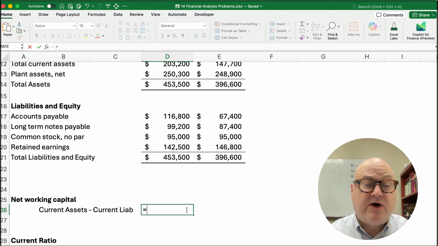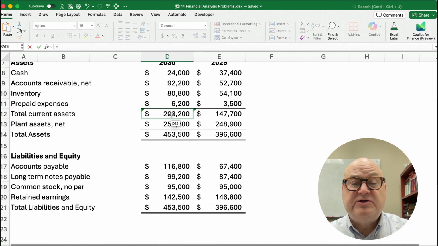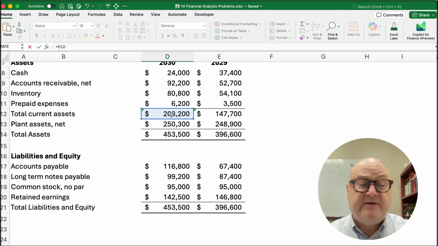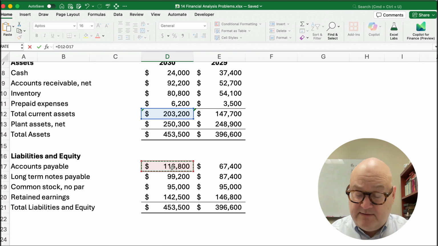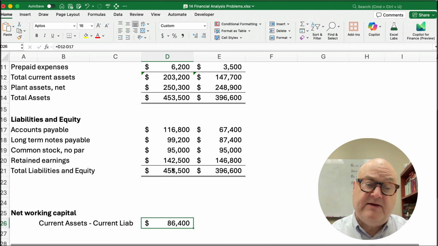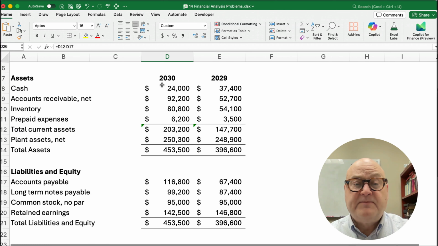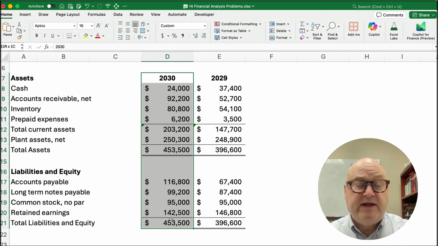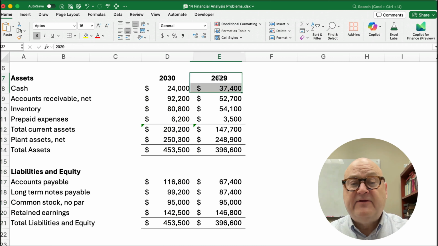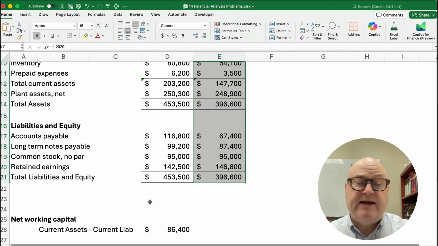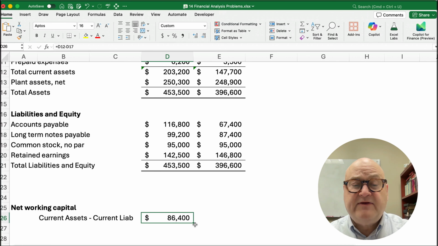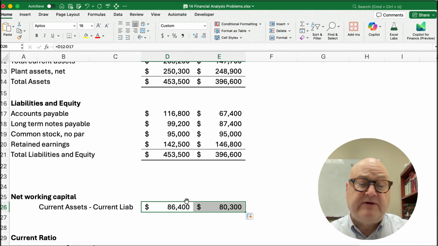We're going to take our total current assets, which is 203, minus 116, and so that means our net working capital is 86,000 for the current year. 2030 is our current year, and the year before is 2029. So what is it for the previous year? Well, it was 80,300, so we have a little bit more net working capital.